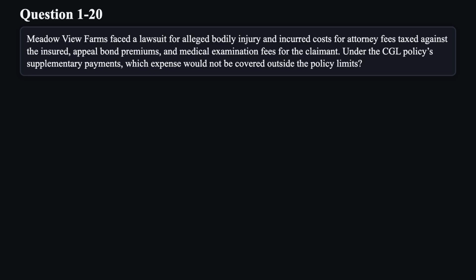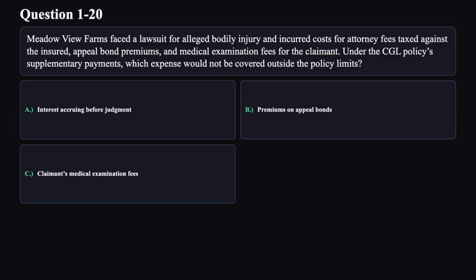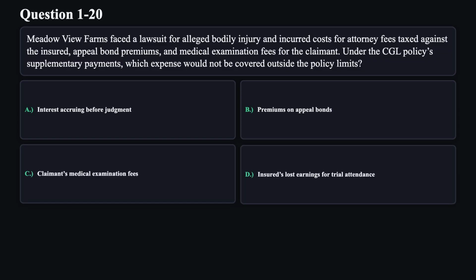Question 20. Meadowview Farms faced a lawsuit for alleged bodily injury and incurred costs for attorney fees taxed against the insured, appeal bond premiums, and medical examination fees for the claimant. Under the CGL policy's supplementary payments, which expense would not be covered outside the policy limits? A. Interest accruing before judgment. B. Premiums on appeal bonds. C. Claimant's medical examination fees. D. Insured's lost earnings for trial attendance.